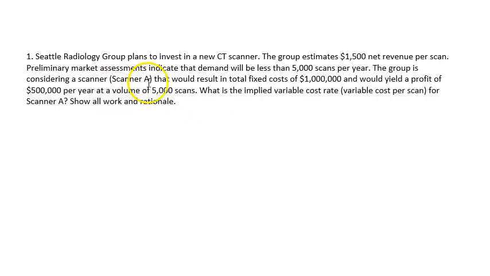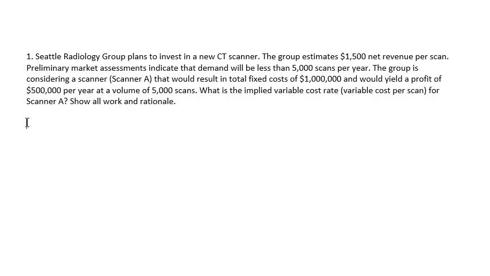The group is considering a scanner, we'll just call it Scanner A, that would result in total fixed costs of $1 million. That would yield a profit of $500,000 at a volume of 5,000 scans. What is the implied variable cost per scan for Scanner A? Now, you got to fill in the blanks here.